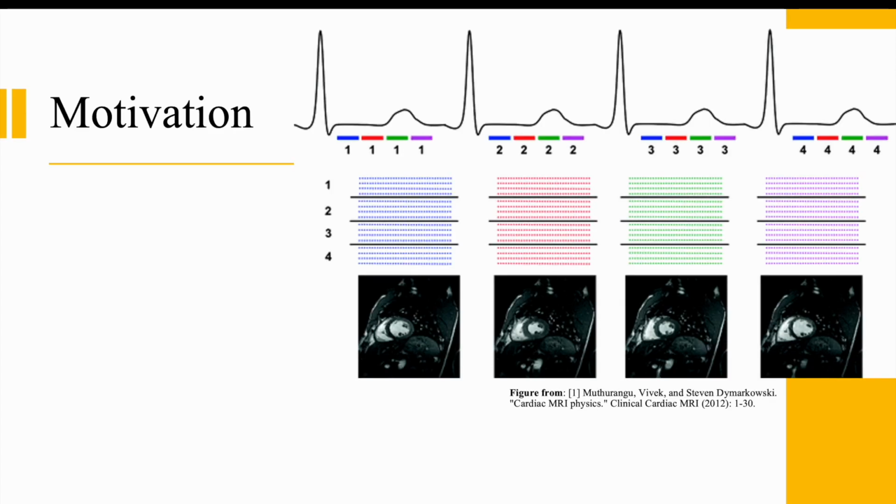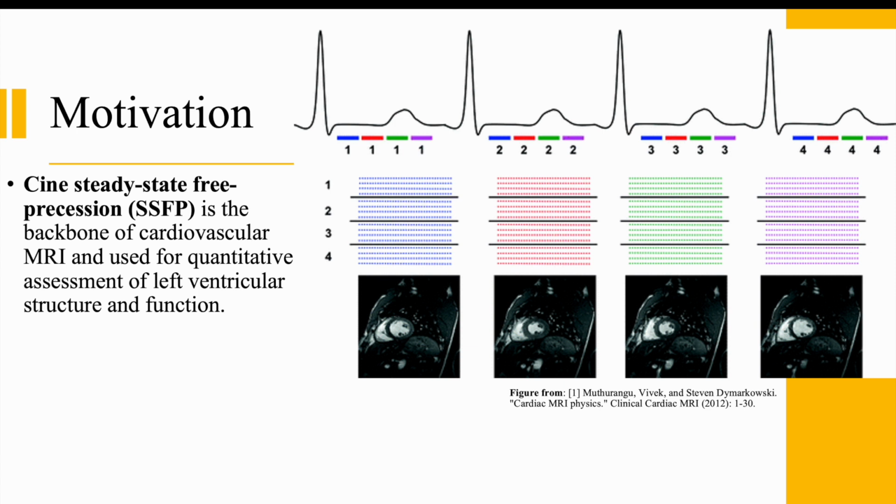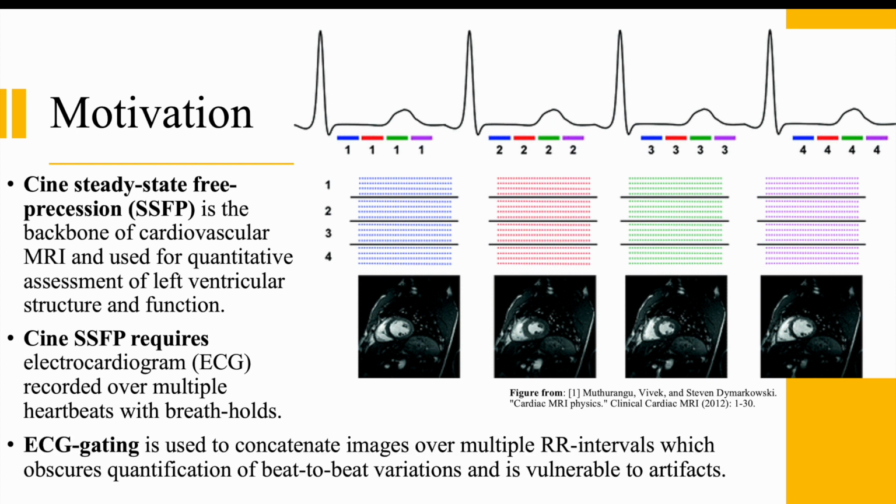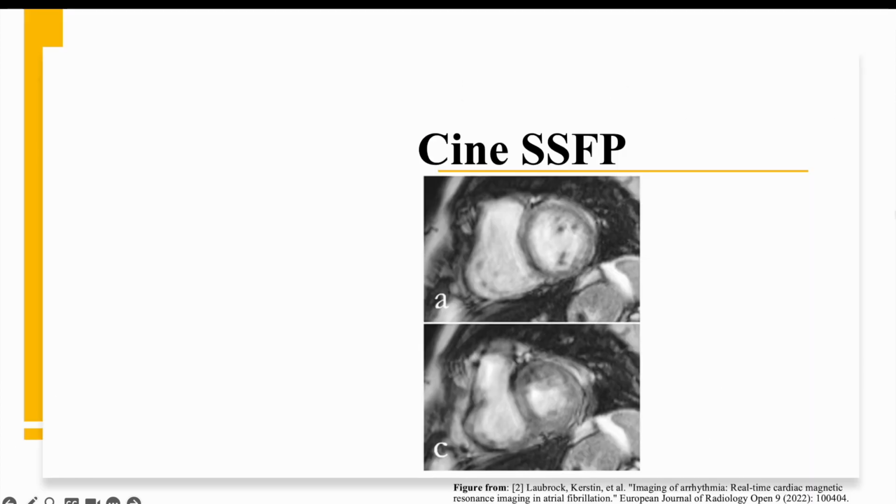The motivation behind this study is that cine steady state free precession is the backbone of cardiovascular MRI for ventricular function and volumetry. Specifically, cine steady state requires electrocardiogram recorded over multiple heartbeats, as shown in the top panel here. Electrocardiogram gating enables concatenation of images acquired at various phases of the electrocardiogram to create an overall image at that phase, here shown. This inherently leaves cine SSFP vulnerable to arrhythmias and distortion from motion artifacts.